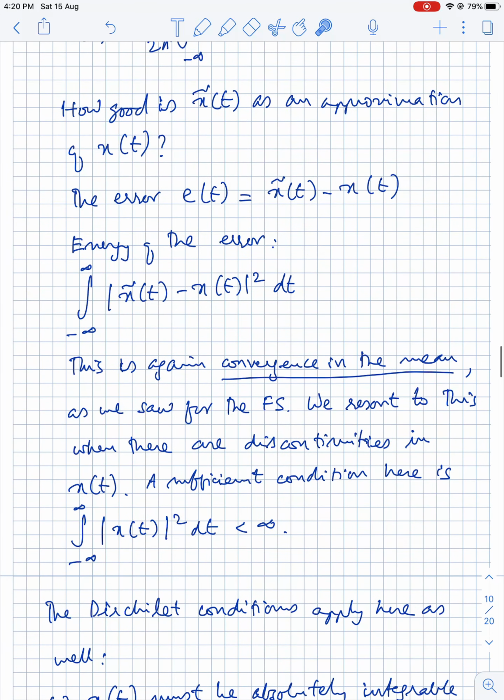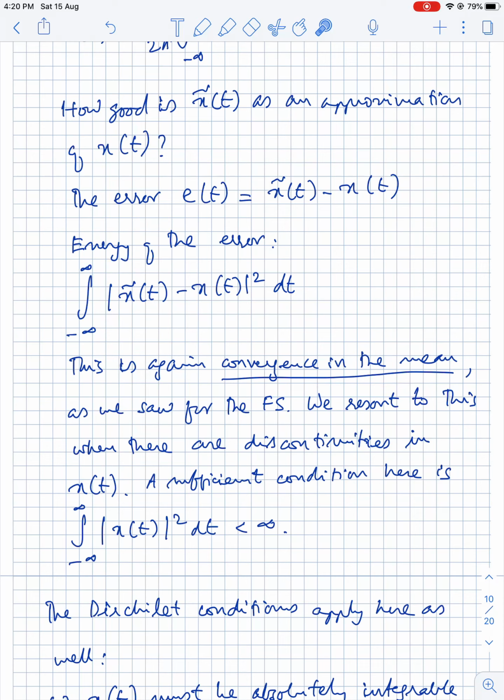So here, just like we did in the Fourier series, for different situations we define different types of convergence. When we have this kind of energy of the error, we are talking about convergence in the mean. We resort to this convergence in the mean when there are discontinuities in x of t. Just like in the Fourier series case, whenever there was a discontinuity in the signal, like the periodic square wave, we had to resort to convergence in the mean, because at the points of discontinuities the Fourier series were not converging in the uniform way.